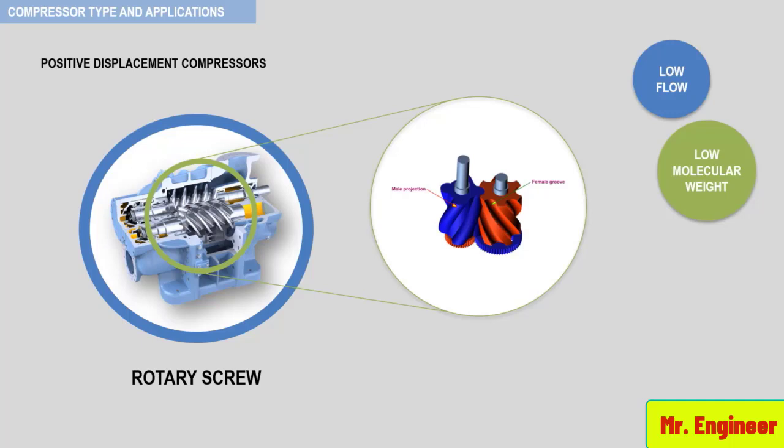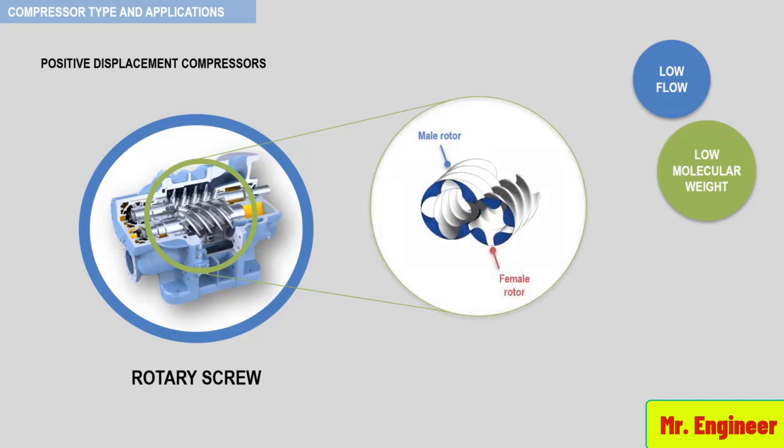In the 4-thread, 6-groove screw compressor, when the male rotor rotates at 1800 rpm, the female rotor rotates at 1200 rpm. The male rotor is usually the driven rotor, and the female rotor is usually driven by the male rotor.